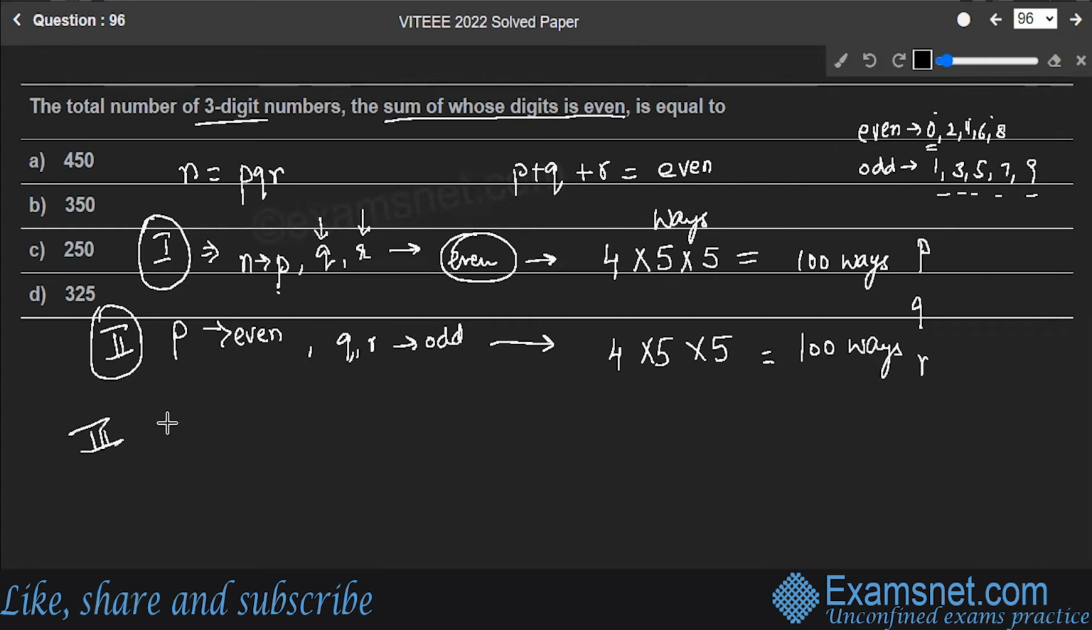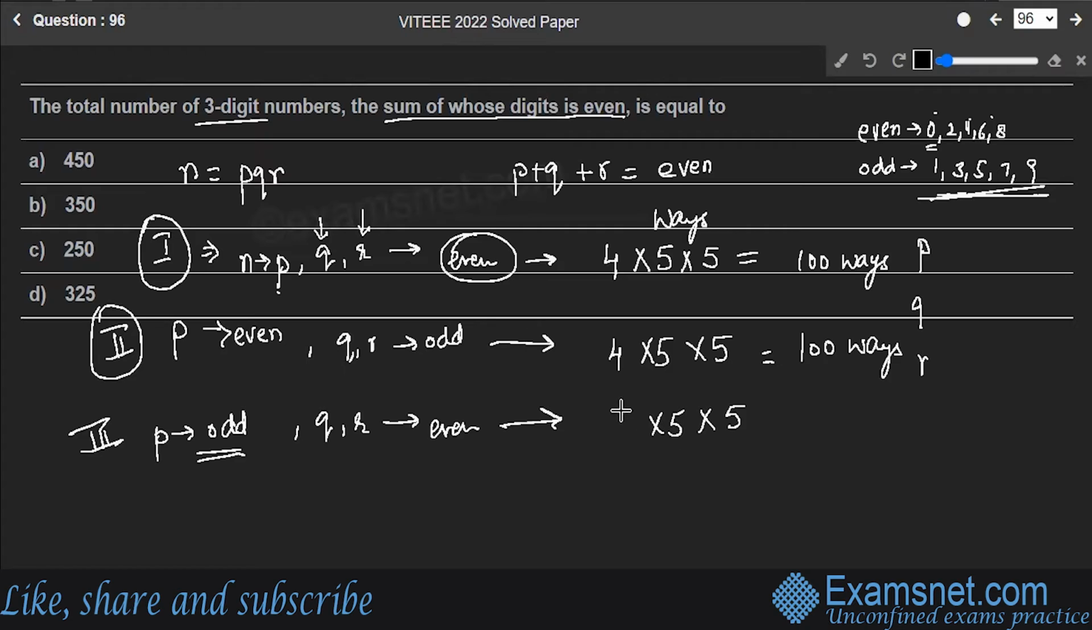The third part. In the third part, let's say P is odd and Q and R are even. So see, Q is even, R is even, this is 5 into 5. And now when P is odd, P can have any one of these 5 digits, 1, 3, 5, 7, 9. So this is equal to 5. That gives you 125 ways. Correct?